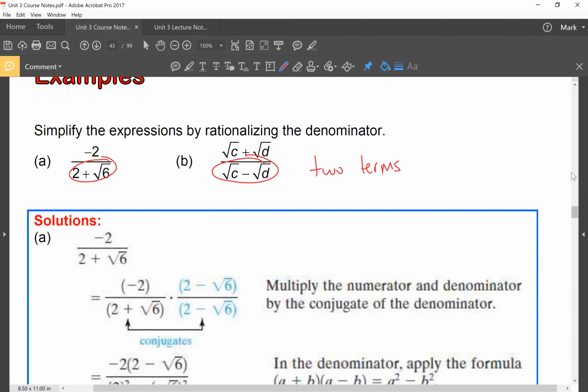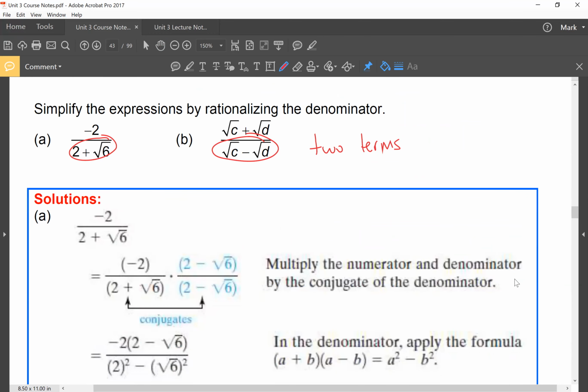So with two terms, what you need to do is multiply them by what's called their conjugate. We're going to multiply the numerator and denominator by the conjugate. So what is the conjugate? The conjugate is the two terms on the bottom, but with a different sign in the middle. These right here are what we call conjugates. So you'll notice that it's 2 plus root 6, and then we're going to multiply it by 2 minus root 6. Again, this is only when you have two terms in the denominator.